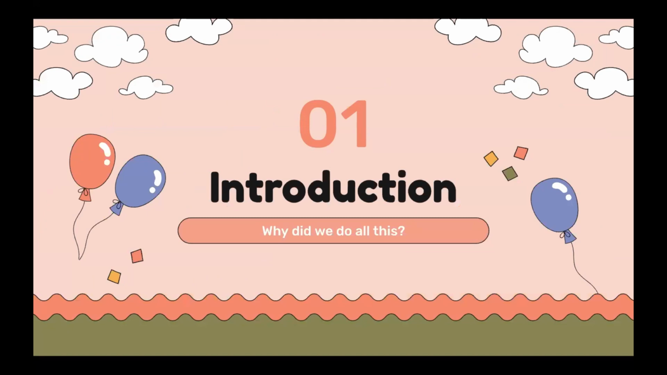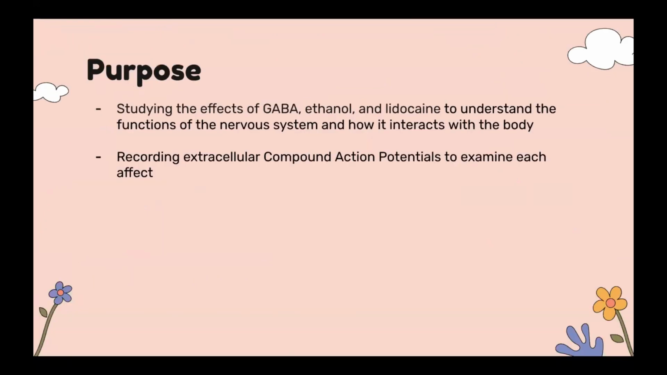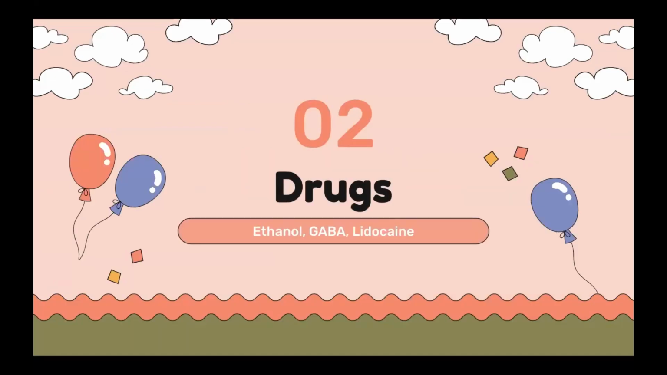First off, why do we do all this? The purpose of studying the effects of each of these drugs is to see how the nervous system functions and interacts with the body. We observe these effects using extracellular recordings of a compound action potential to measure events such as threshold, max CAP, conduction velocity, and refractory period.